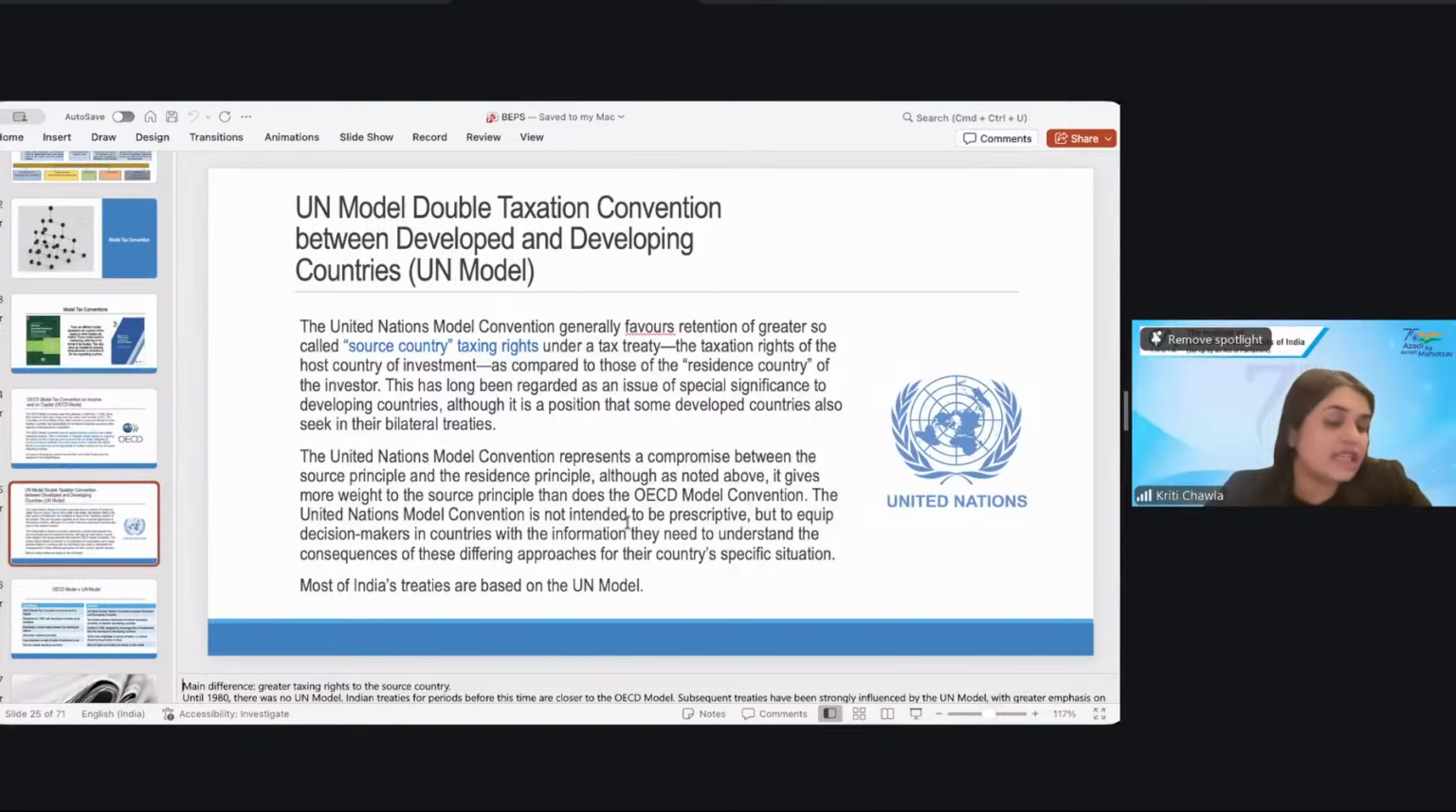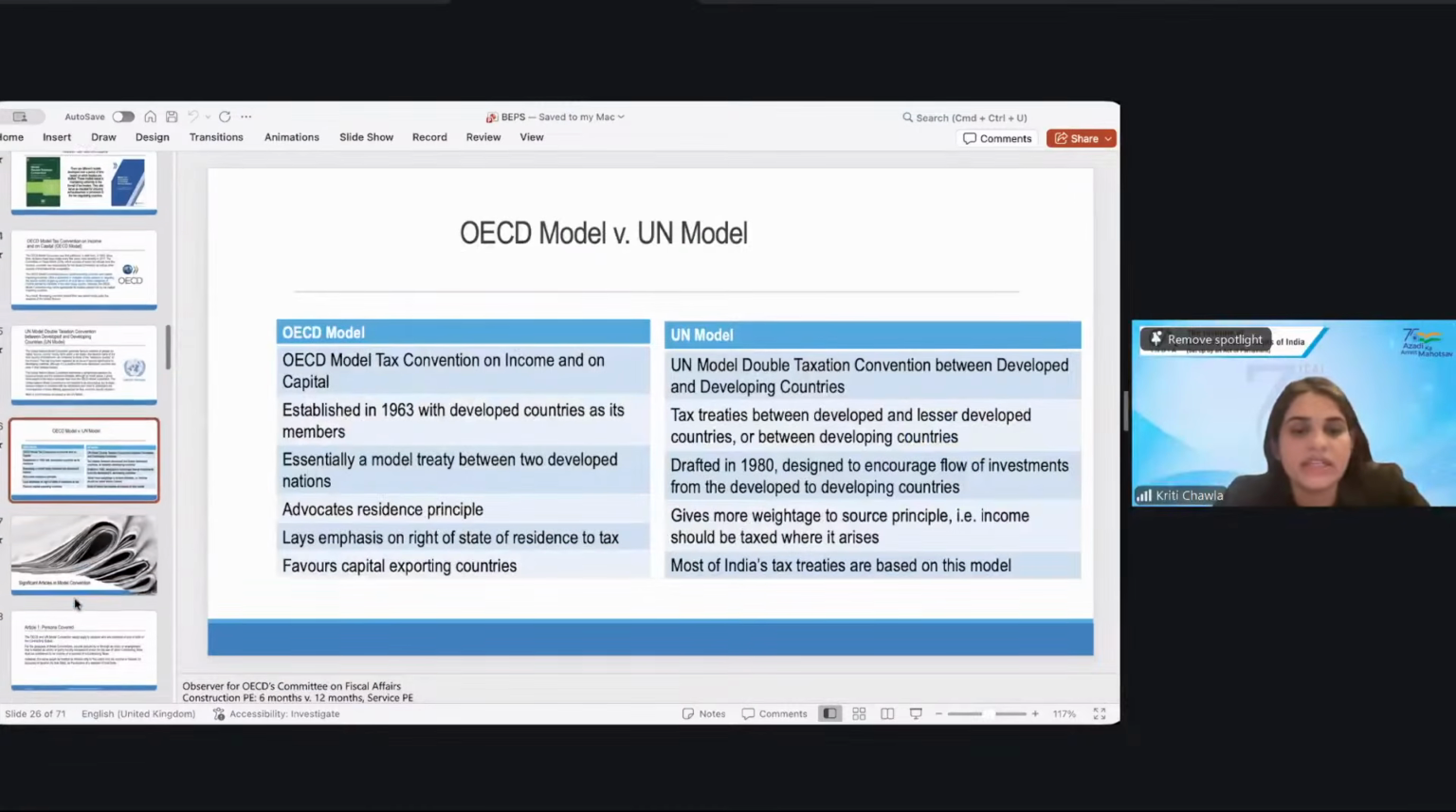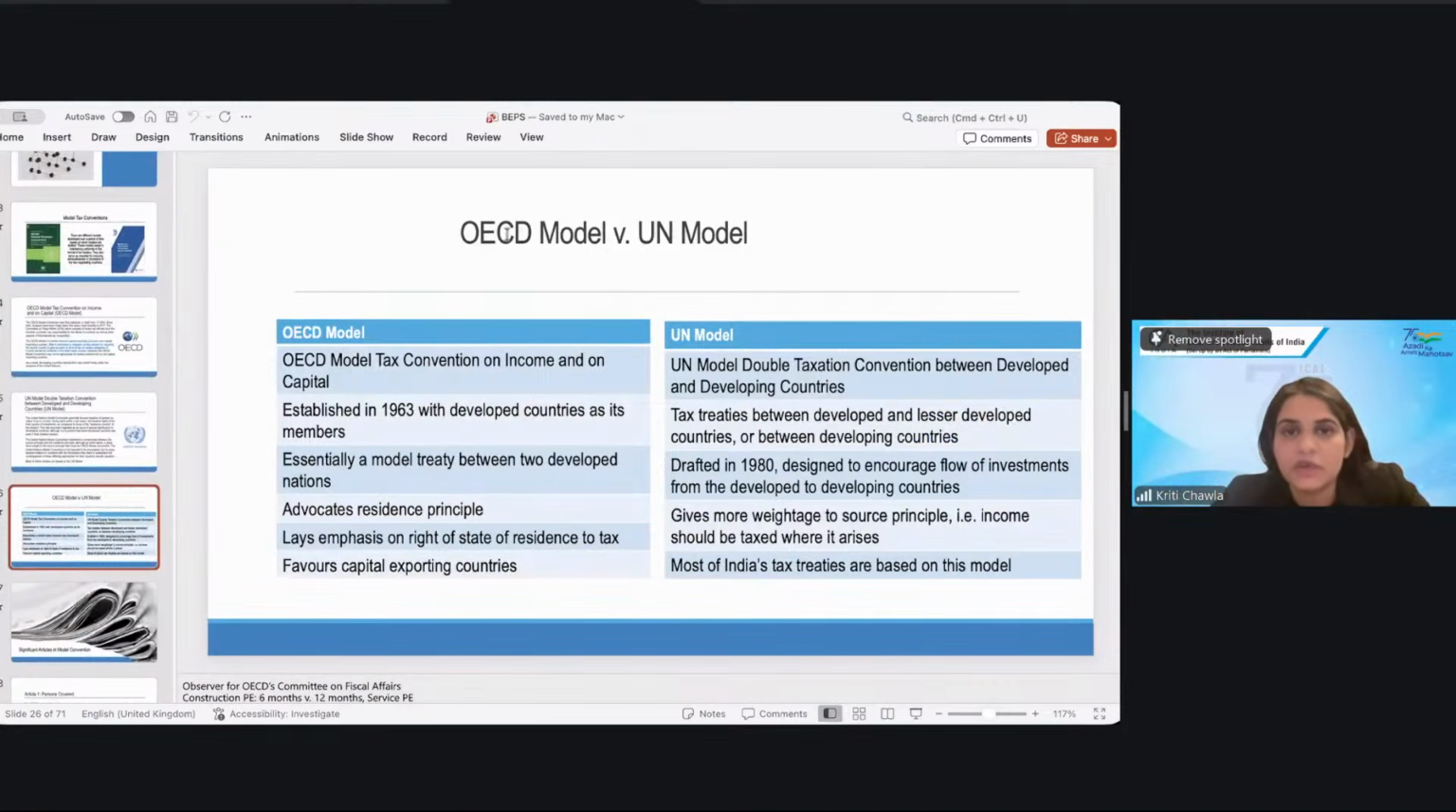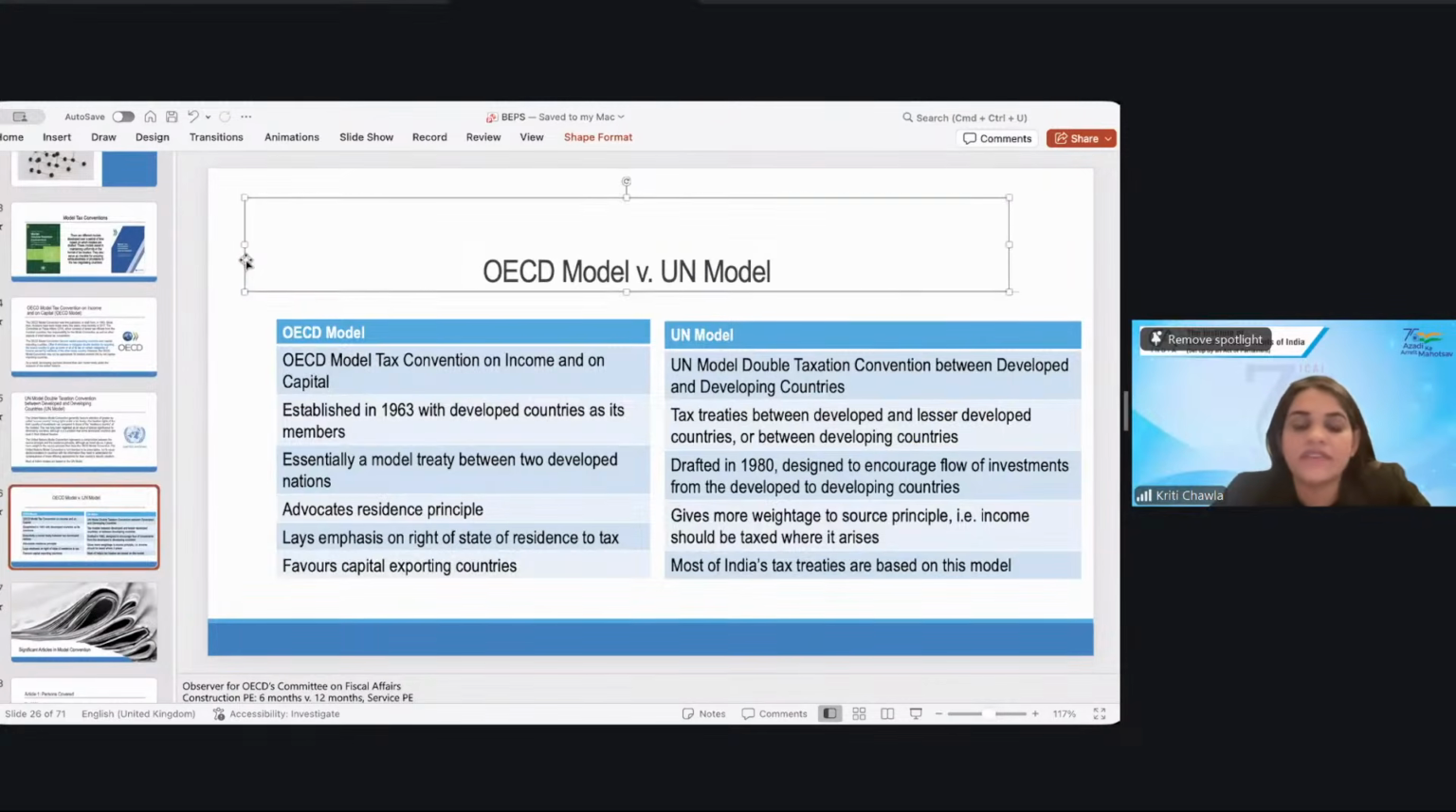If you look at India's tax treaties, most of them are based on something called the UN model. So I've provided the difference between the OECD model and the UN model. This is exactly everything that I spoke about. This is the difference out here. I'd advise you to spend one minute looking at this particular difference, and then we'll move on to the specific articles in a model taxation convention.